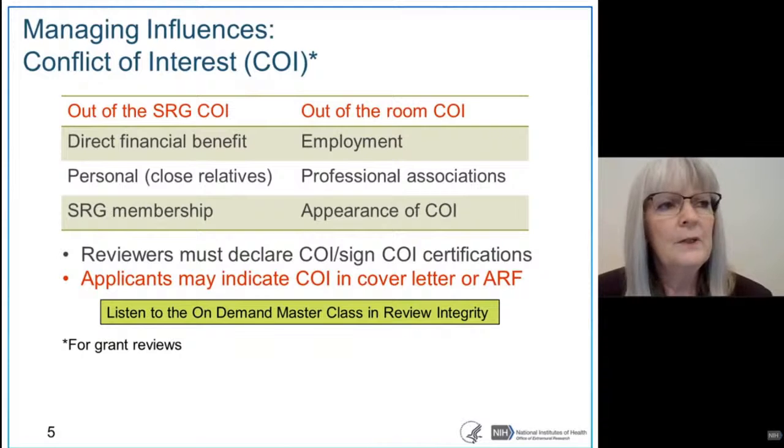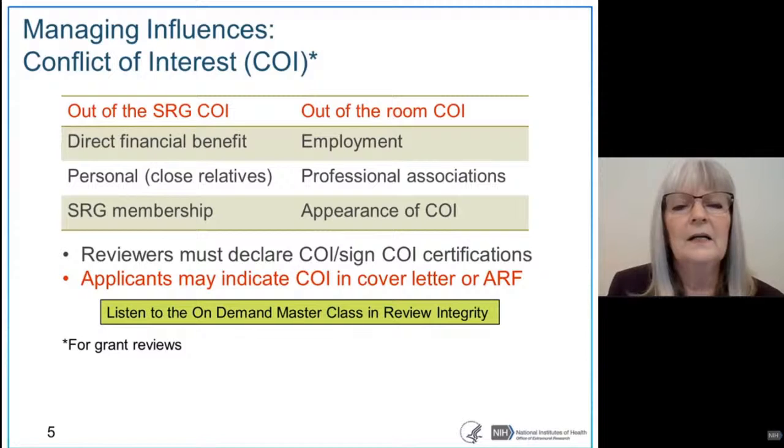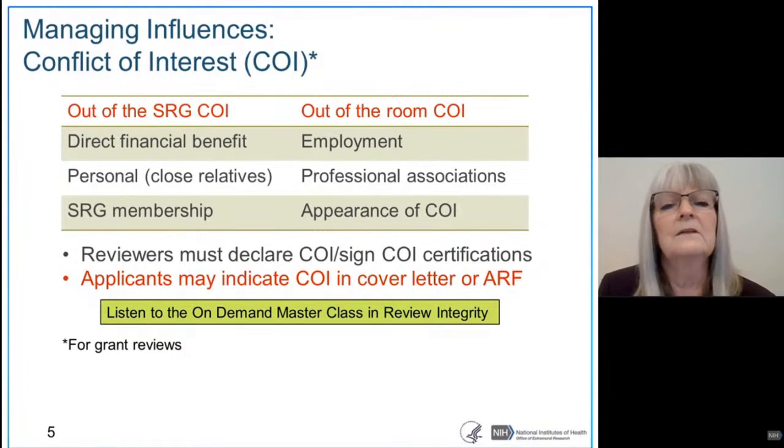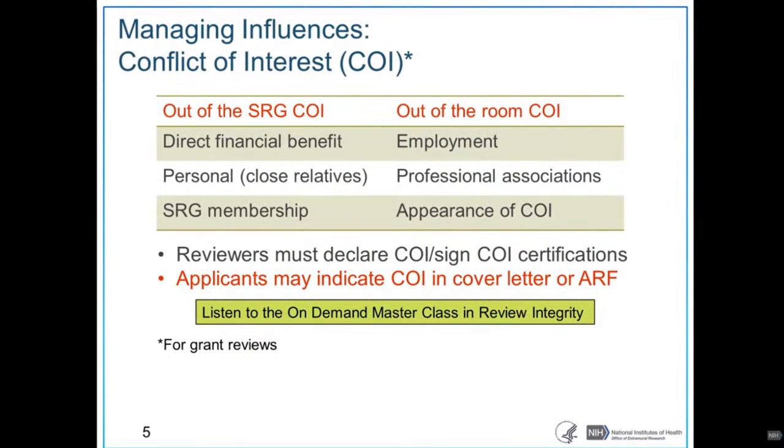All right, we also thought we ought to think about managing influences. An important part of the process is managing conflicts of interest, COI. And in general terms, we identify 2 types of conflicts of interest. One is the out of the study section, or SRG conflict, which means that the reviewer with the conflict of interest cannot serve on that panel for that meeting, or the application has to go to another study section. The other type of conflict is out of the room, which means that the reviewer with the conflict can go to the meeting, but has to leave the room when the application that's causing the conflict comes up for discussion and evaluation.